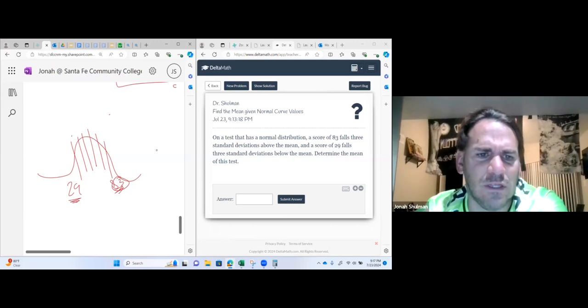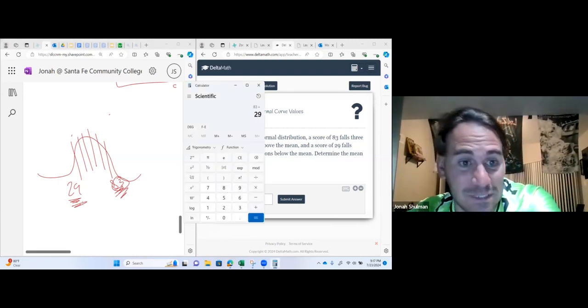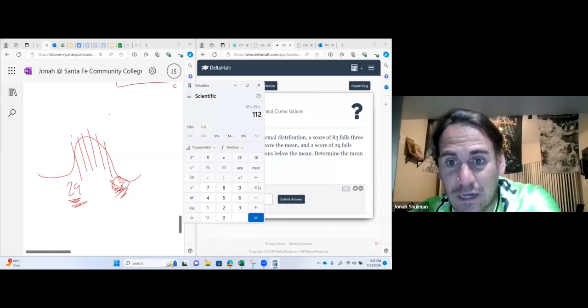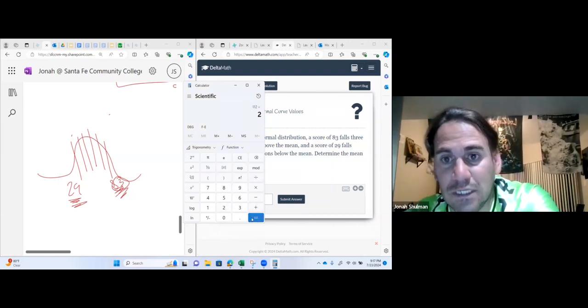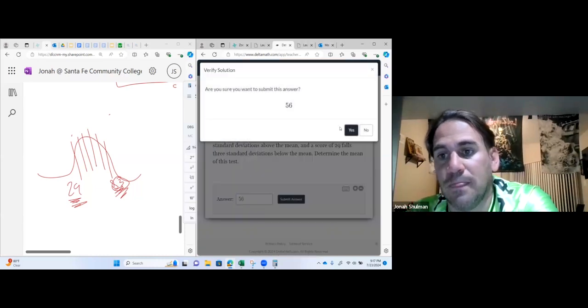To find the mean, I think since they're both the same distance apart, we can just find the average of the two, and that's what I'm going to do. I'm doing 83 plus 29 because they're the same distance apart, and I'm just cutting it in half. So I'm pretty sure the mean is going to be 56. That's going to be the middle number. Let's see.